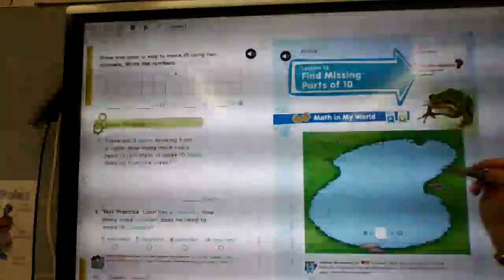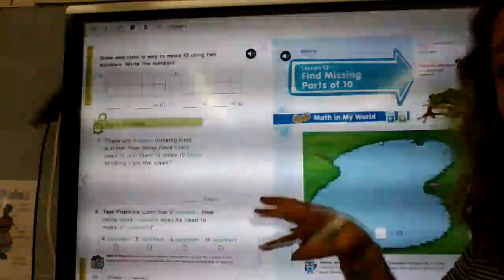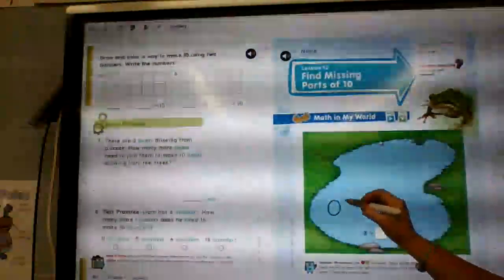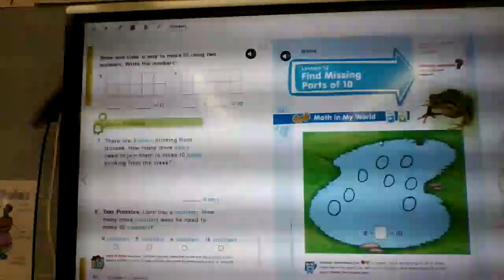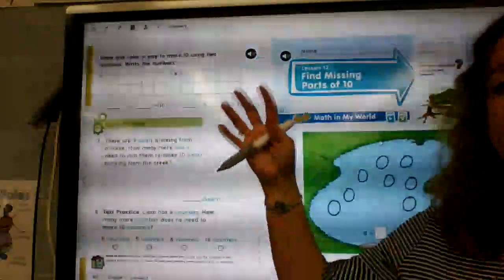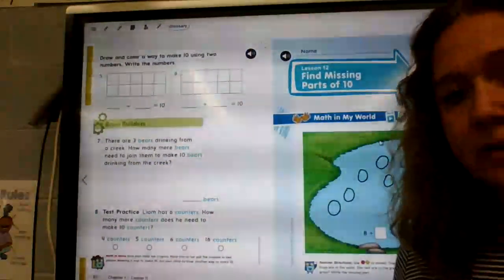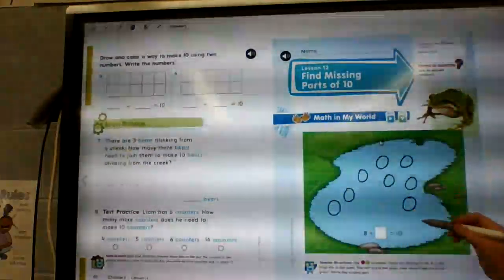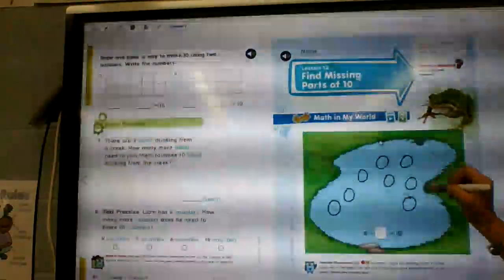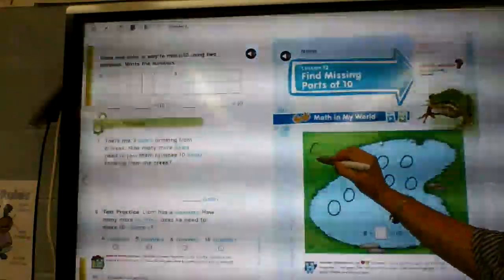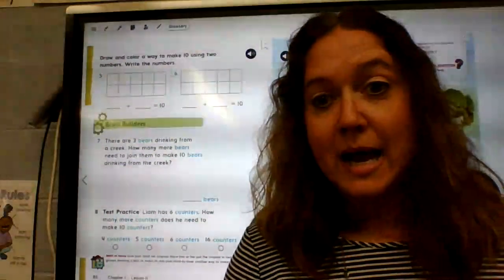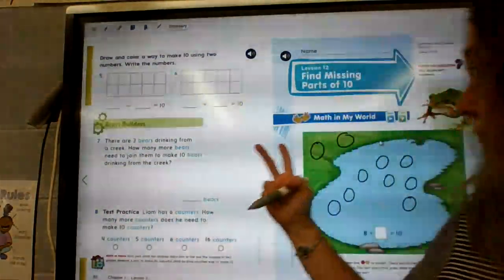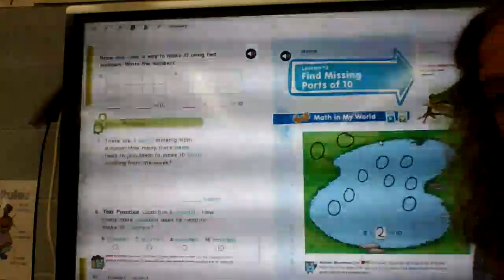There are 10 frogs in all. 8 of the frogs are in the pond. So I'm going to draw 8 of them in the pond. 1, 2, 3. 8 are in the pond. There's 10 altogether. How many are not in the pond? So 1, 2, 3, 4, 5, 6, 7, 8. So 8, 9, 10. How many are not in the pond? Right here. 2. 8 plus 2 equals 10.